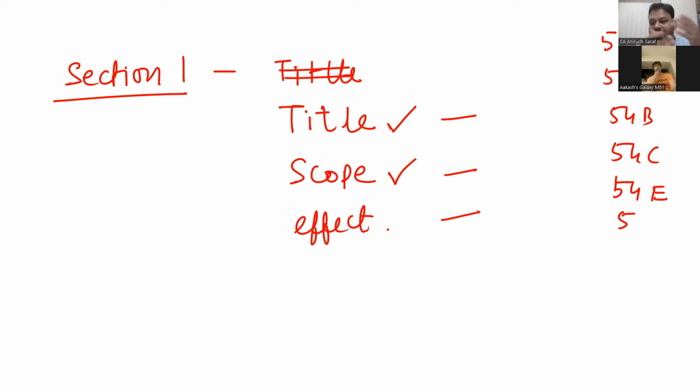If you open a book, the first page has what? The name of the book, who's the author, right? Similarly, any law you study, section 1 generally will have title, scope, and when it comes into effect. End of section 1. Then section 2 will have other details, and 3 and 4 and 5, many sections are there. All right. So normally this is section 1, and in the Income Tax Act also, this is section 1.